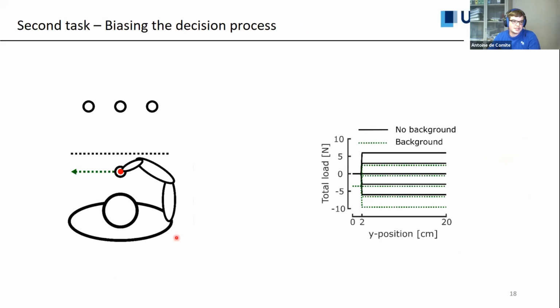To do that, we had a very similar experiment, except that in half of the trials, we had a background load. The load started when participants entered the home target and stopped when they reached one of the targets. It was always pushing to the left. Then we also had perturbations when they crossed the line, similarly to before, but in this case, all the targets had the same reward. So we didn't play with reward anymore. We just wanted to see the effect we observed in the last experiment.